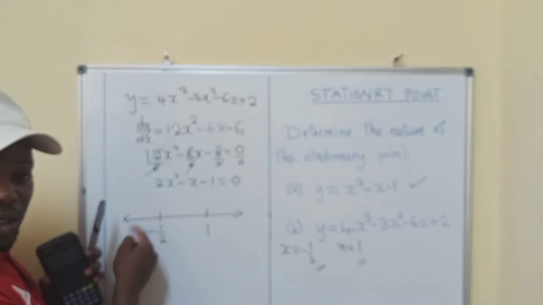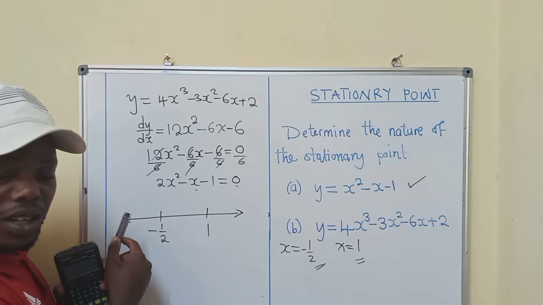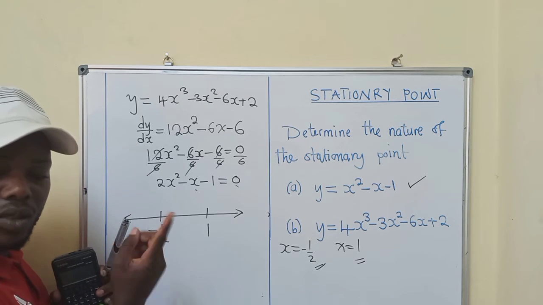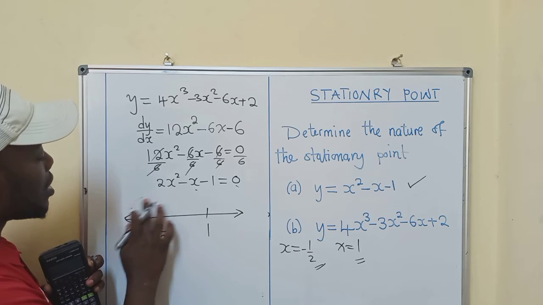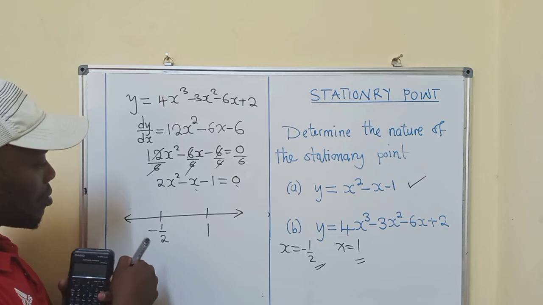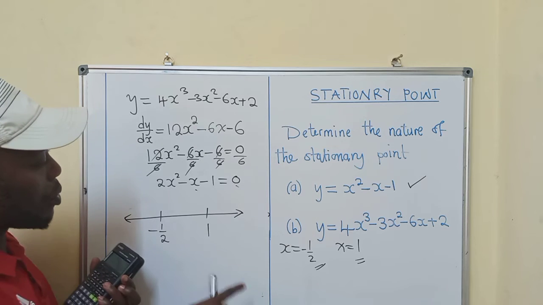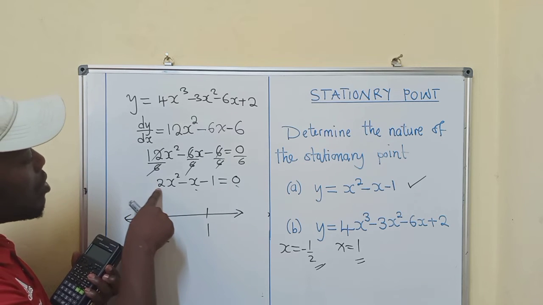Pick any number less than -1. No, 0. Yeah, -1, of course. We can pick -1. So now let's test with -1, to see if the answer will give us a positive. So we are going to put -1 here.